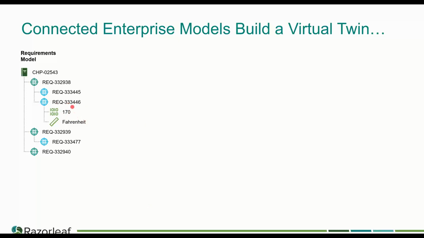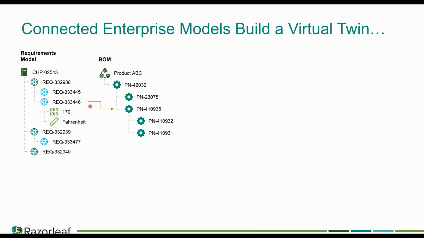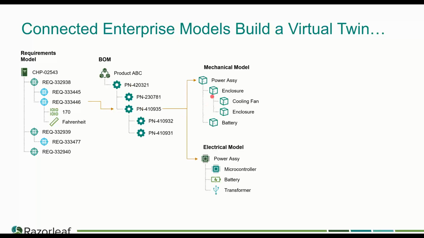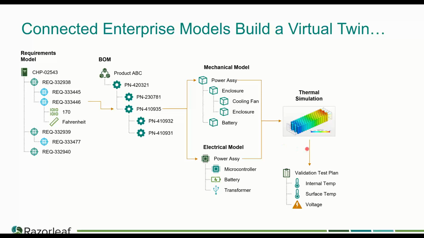So these are data-driven, parameterized requirements, right? Very model-centric. That might drive us to a particular design, and here's our breakdown of our bill of material and our product structure, and that, of course, relates to mechanical models, electrical models, different domain models that I might have. Those feed into a simulation I might do, a thermal simulation. You can see that's connecting back to the 170 degrees. Maybe in my thermal simulation, I have some virtual sensors that feed into my validation test plan, where I check that surface temperature, right?